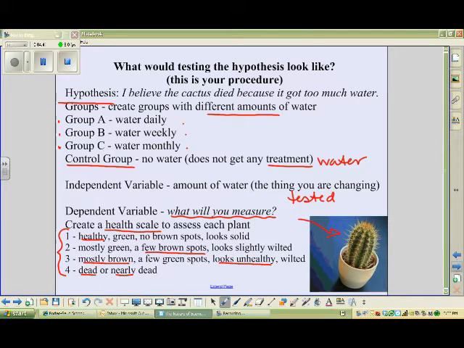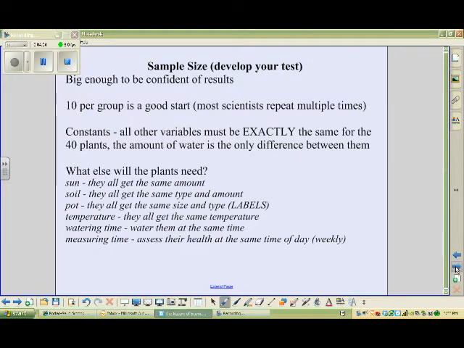And so this is how we are going to collect data. Every week on our groups, we are going to look and we're going to assess the cactus in those groups to see, do they look healthy or do they not look healthy. We're going to assign them one of these numbers, a 1, 2, 3, or a 4.